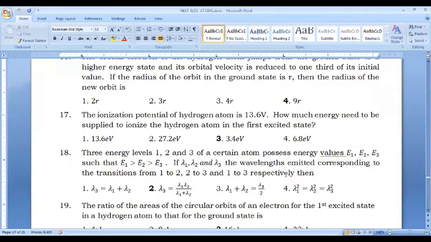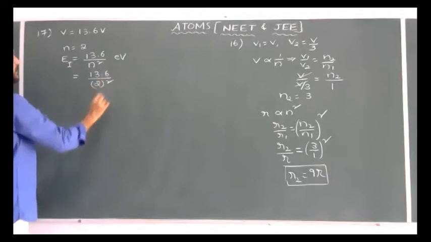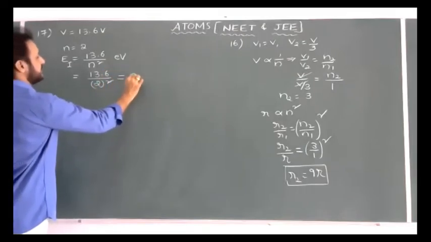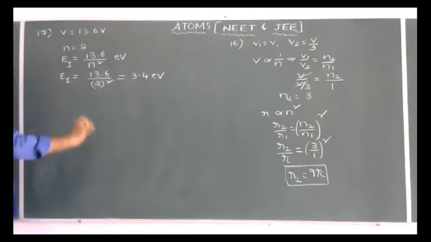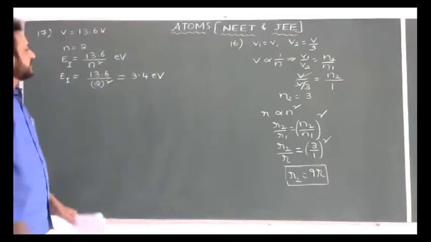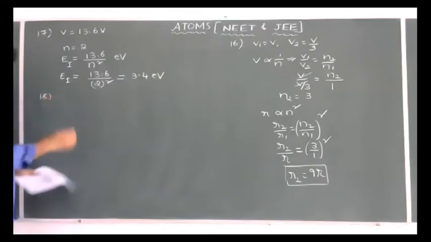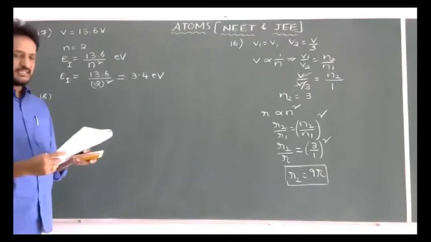How much energy is required means E is equal to 13.6 by N square, in electron volt. Substituting the value here, the ionization energy formula gives 13.6 by 2 square. So 13.6 by 4 is equal to 3.4 electron volt. If you want to remove the electron from the second orbit of the hydrogen atom, the required energy is equal to 3.4 electron volt. So that is the question number 17 answer, 3.4, third option correct. Question number 18.